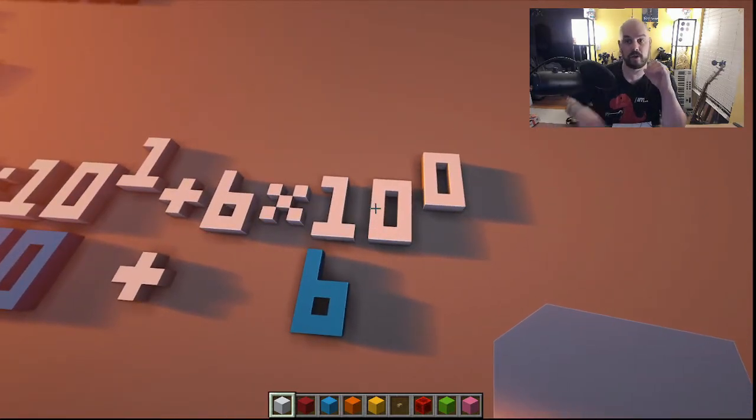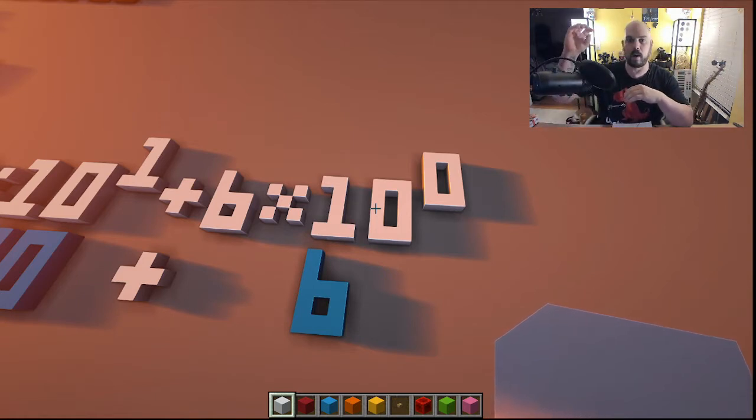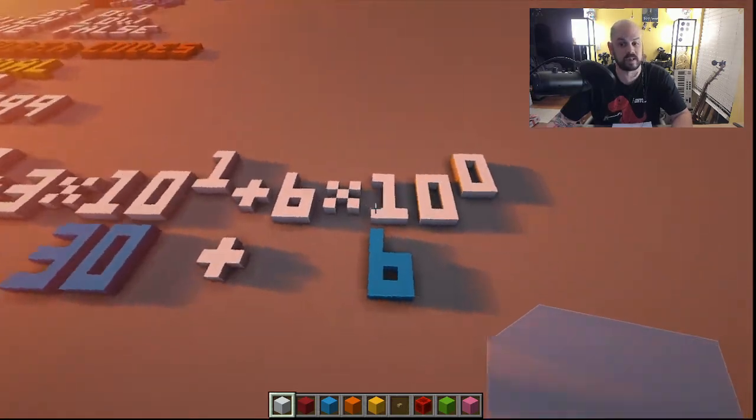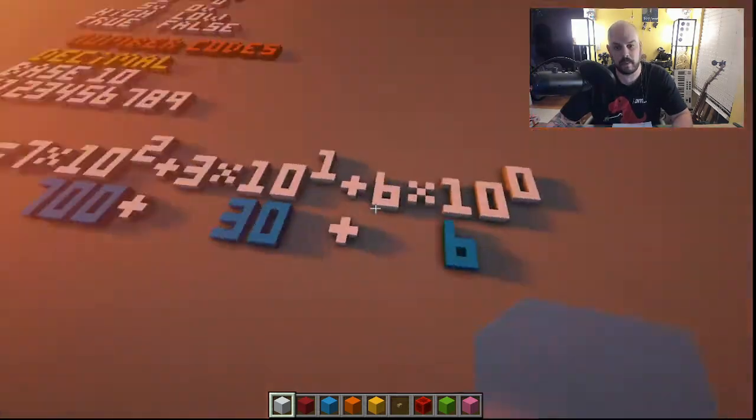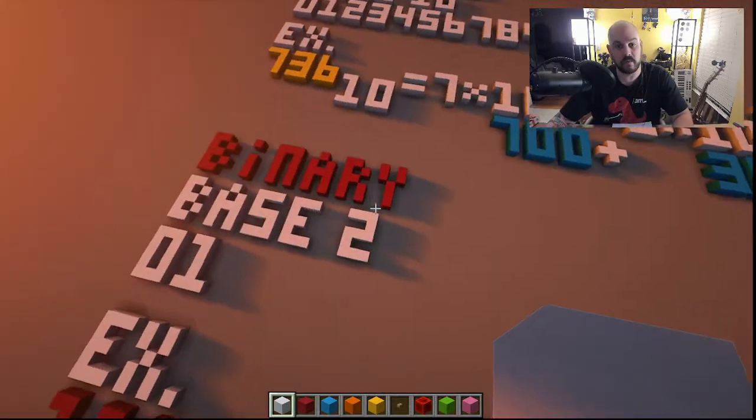And anything to the power of 0 is 1. Doesn't matter if it's 9, 8, 7, 6, 5, 437, doesn't matter. Anything to the power of 0 is 1. And that's what we kind of want anyway, because it's the ones place. So 6 times 1 equals 6. You add them all together, that equals 736. Bam, decimal done. Moving on to binary.